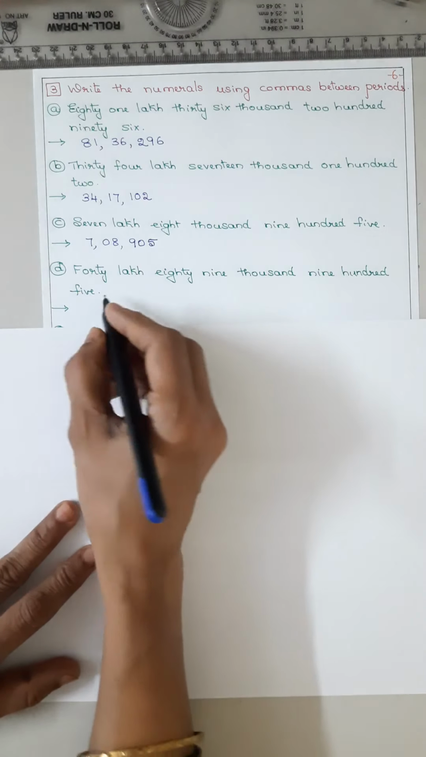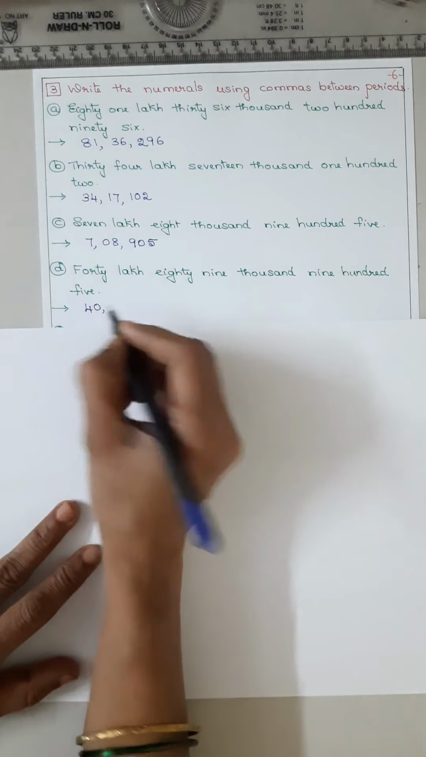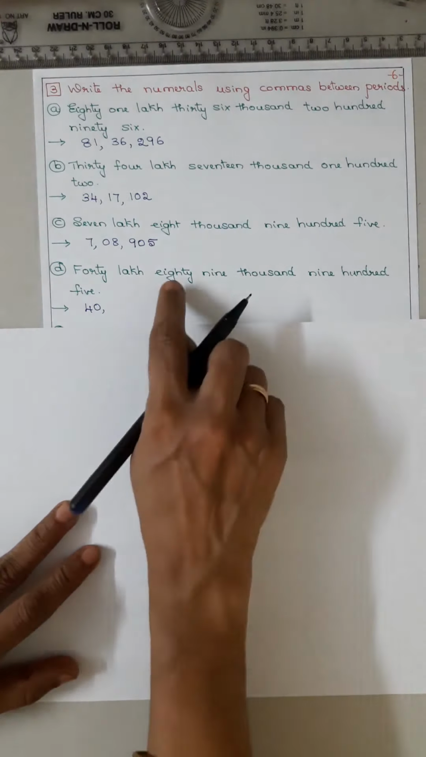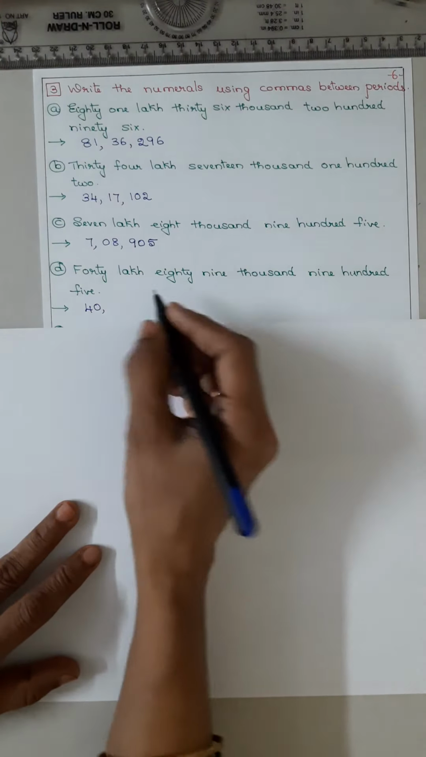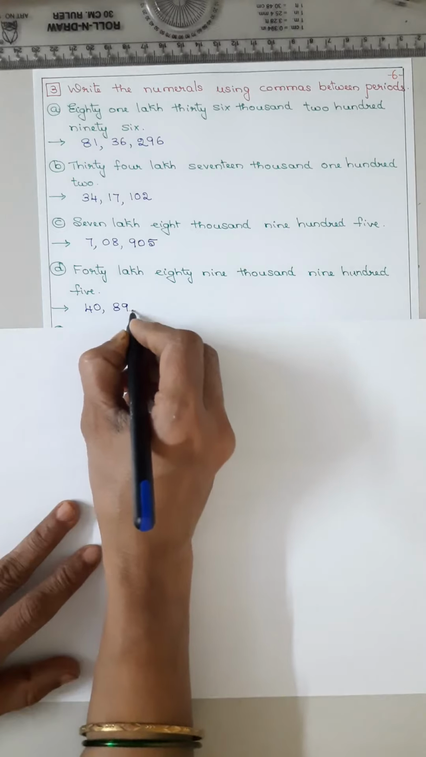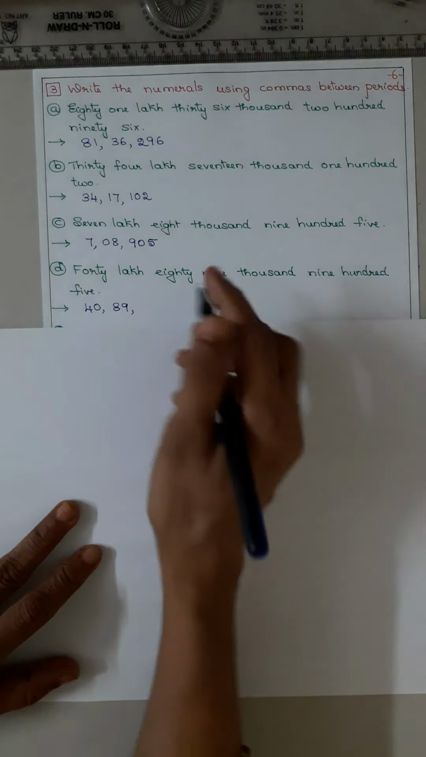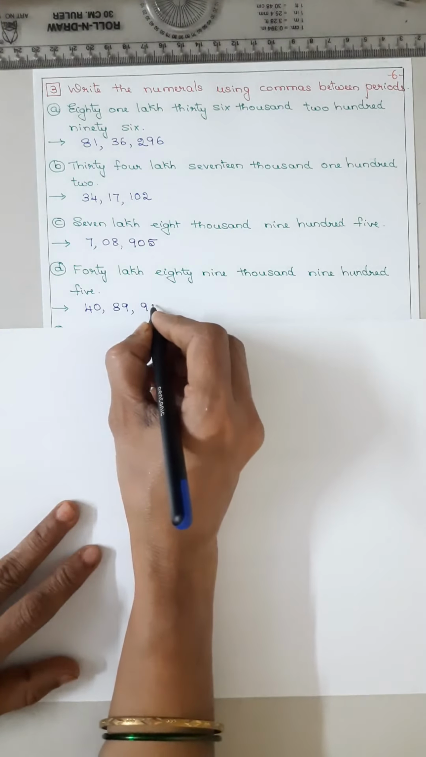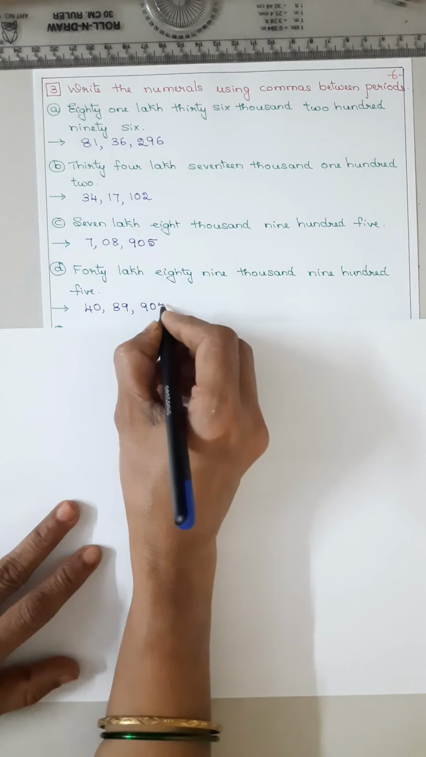40 lakh, comma 40 comma 89,000, 89 comma 905.